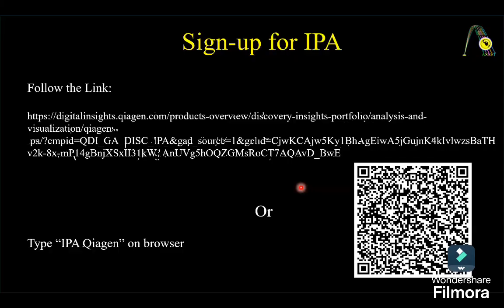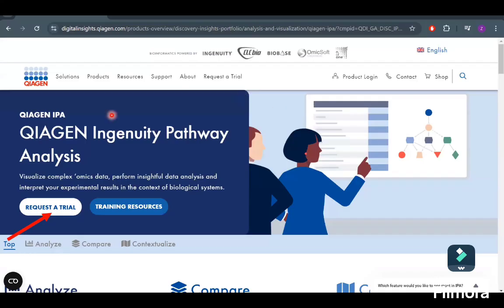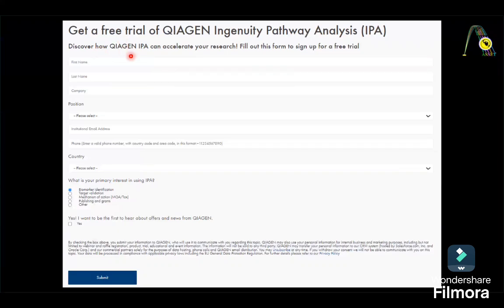So just to show you, even after the session, you can maybe copy this QR code to get the website. Once you get onto the website, it'll look something like this. You'll see request a trial here. So you click on request a trial, and it'll take you to this page. You fill in the required fields: first name, last name, company, which can either be the institution you're part of or your school, right? Position, be it student or faculty member, right? Your institutional email address is also required, and you enter your phone number, country, and your interest for using IPA.